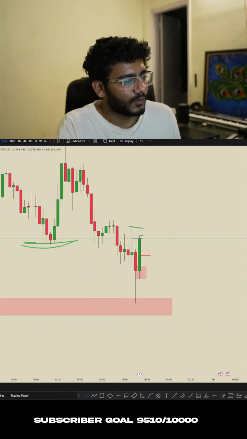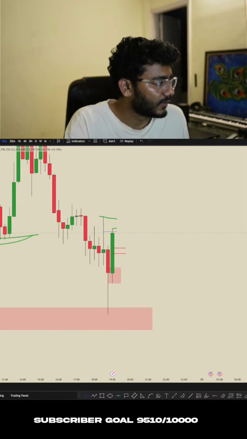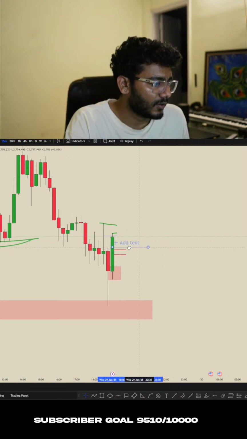On 15 minutes also, we can see, on 50 minutes, if this structure breaks to the upside, then probably price will create this 50-minute order block. So it can tap this area and continue.